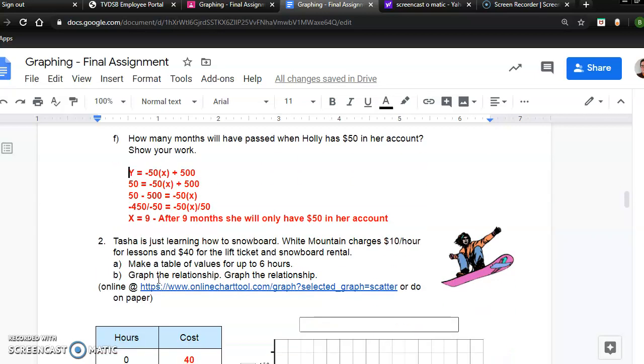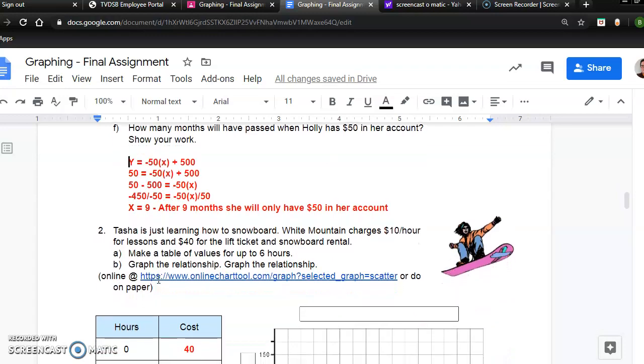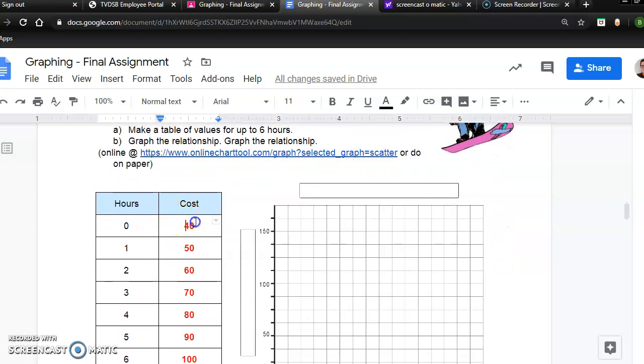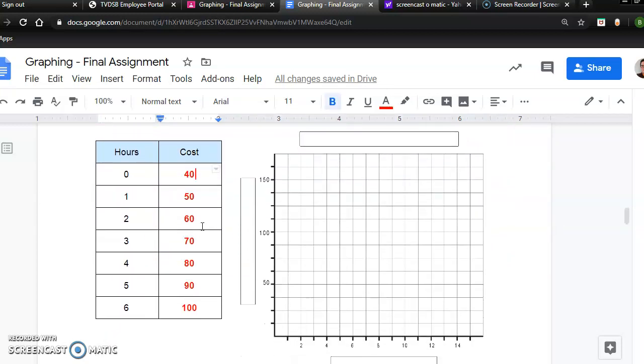Question 2. Tasha is just learning how to snowboard. White Mountain charges $10 an hour. Make the table. Once again, you guys all got that right. It starts at $40, so you're paying that for your rentals no matter how long you're there. And then $10 for each hour of lessons. So it starts at 40, and for every hour you're there, it goes up by $10.